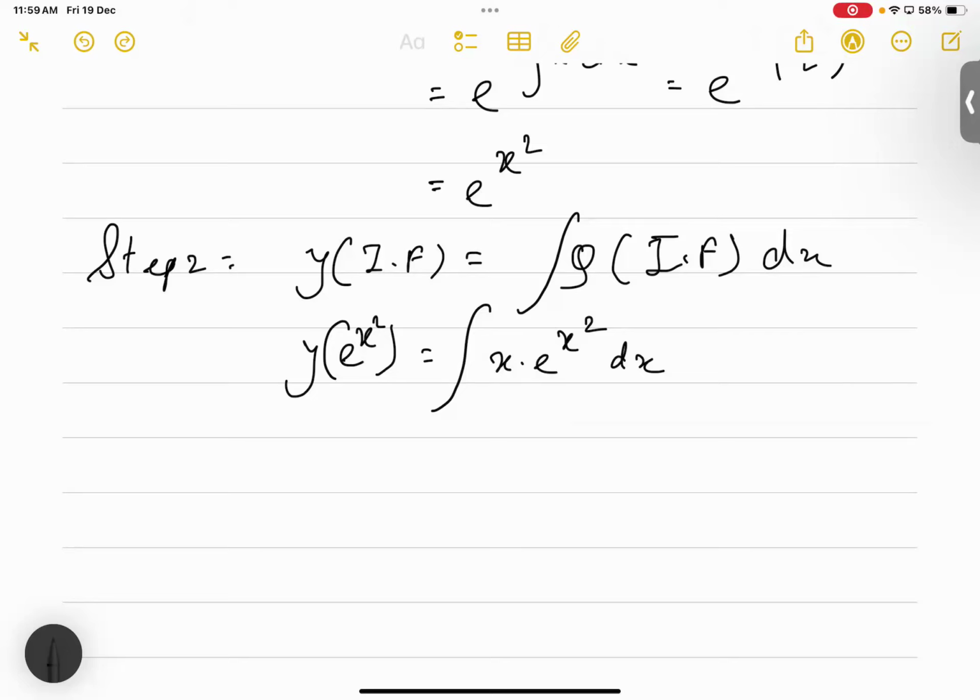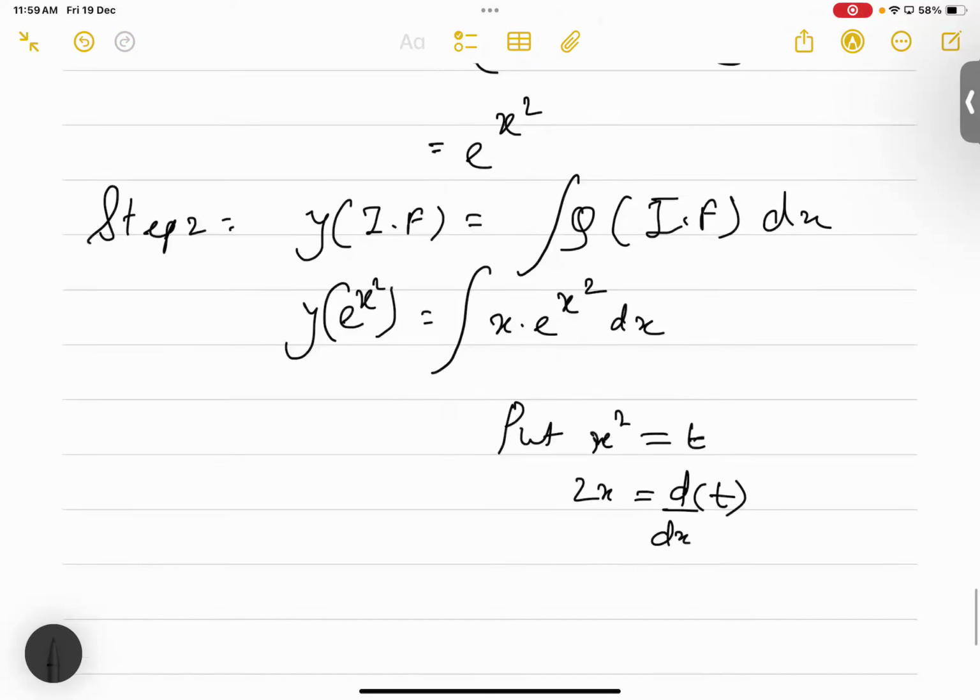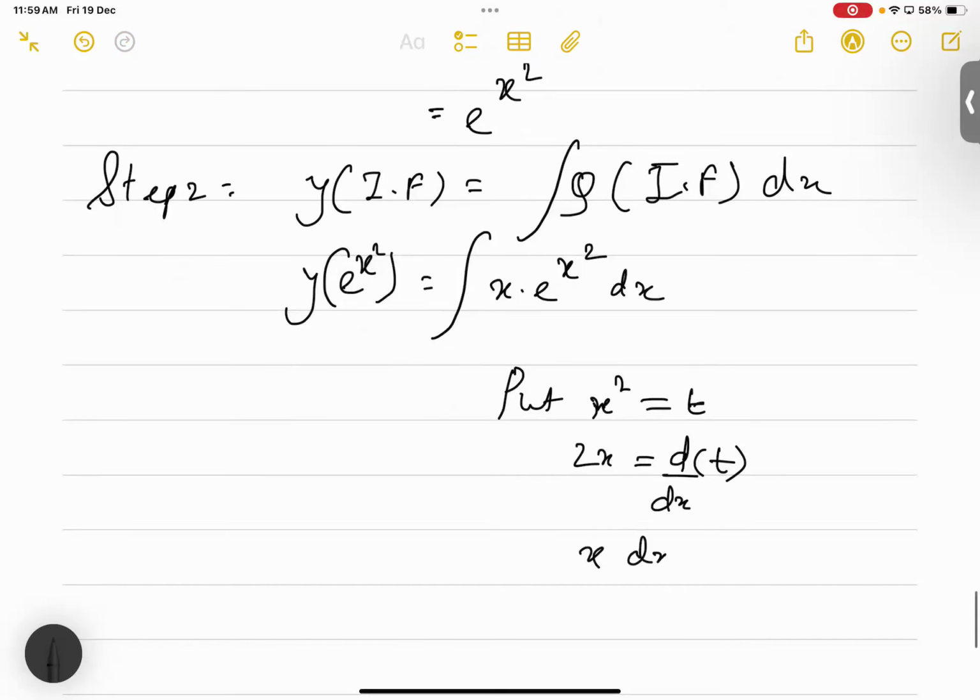So if it is failing, then what is the other thing that we can do? We can put x square equal to t. This is method of substitution. Now what is the derivative of x square? 2x. So the derivative of x square is 2x. So what is x dx? dt by 2.